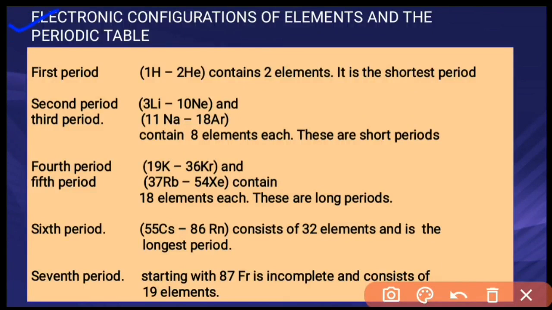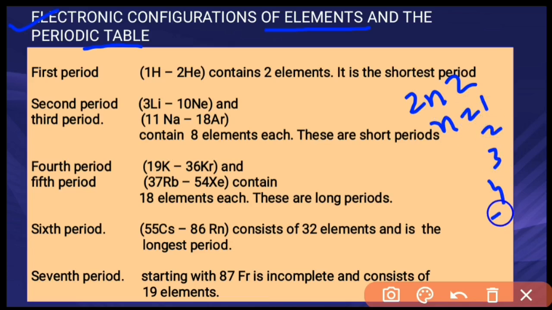Electronic configurations of elements and the periodic table. So we can see that in the modern periodic table, elements are arranged in periods according to the Bohr-Bury rule, the 2n square rule. Here n is equal to the period number 1, 2, 3, 4, 5, 6, 7 and so on.